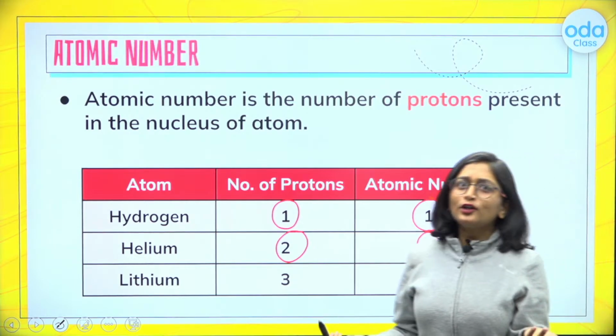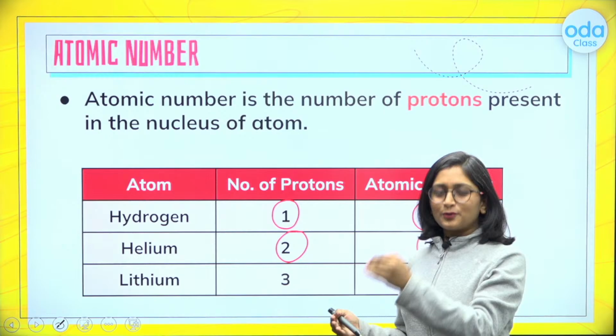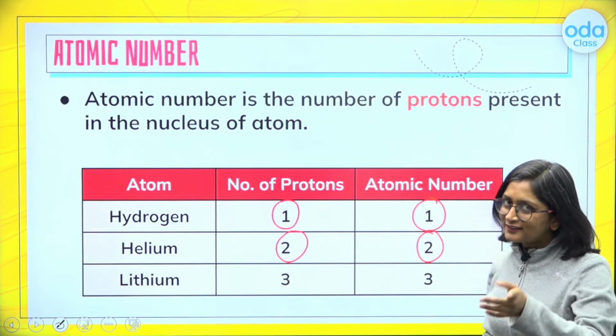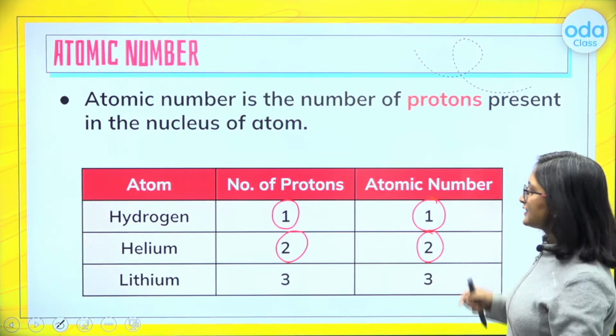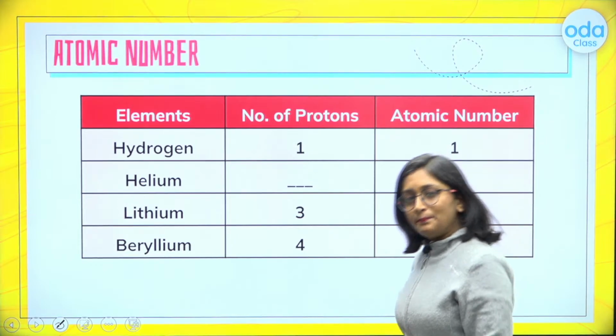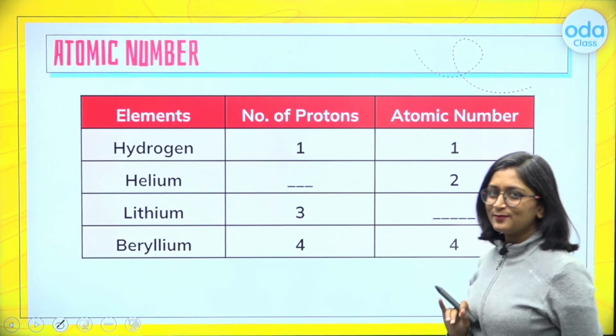So you must have got to know that yes, we can say that lithium has the number of protons as 3. Thus, what would be the atomic number? 3. So yes, in a similar way, we can understand the next concept of beryllium. So yes, we have gone through hydrogen, helium, lithium and beryllium.